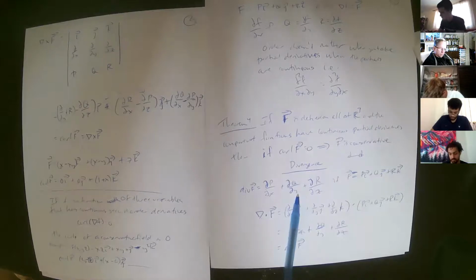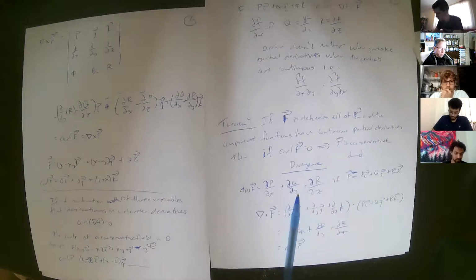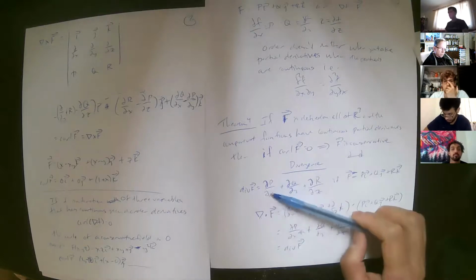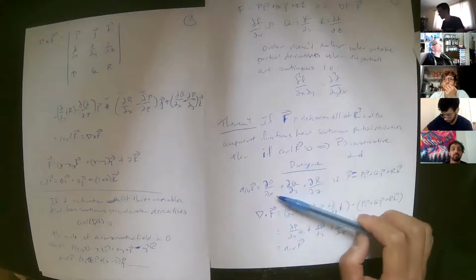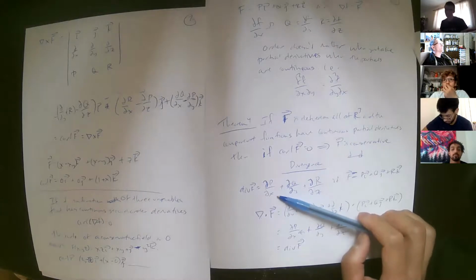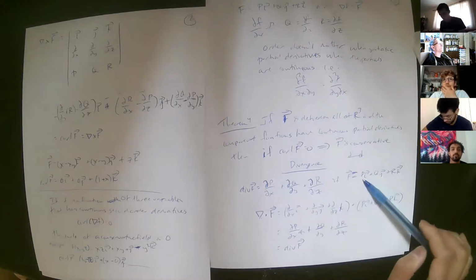And it describes how my vector field spreads. Because what does this say? This is how p is changing in the x direction, right? That's what this derivative means, derivative of p with respect to x. And p is the x component of my vector field, right?